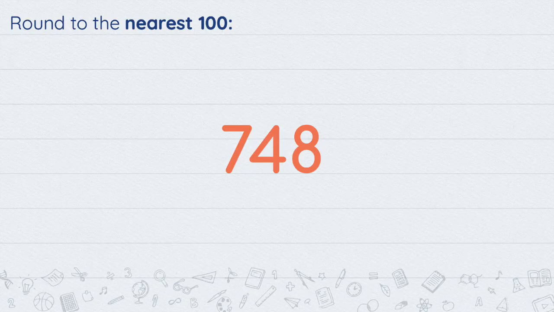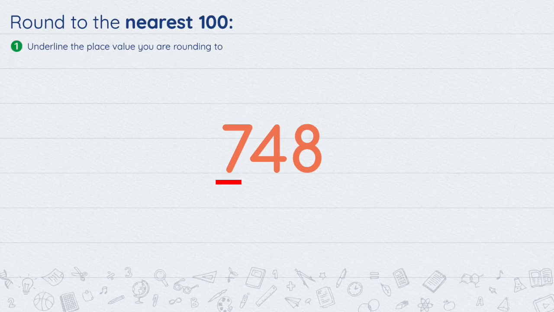Let's look at the number 748. I'm being asked to round this number to the nearest 100. So let's think about my steps. The first step, I have to underline the place value that I'm rounding to. So I have to round to the nearest hundreds. So I'm going to underline the number that's on the hundreds.